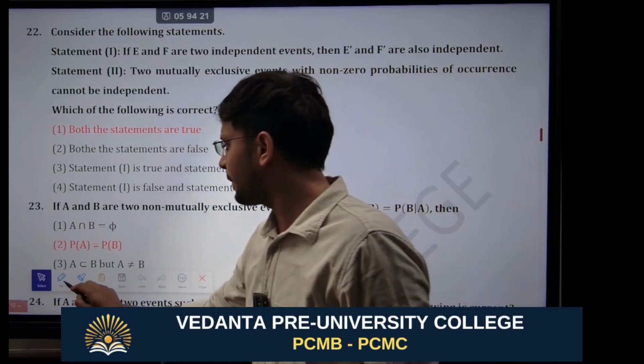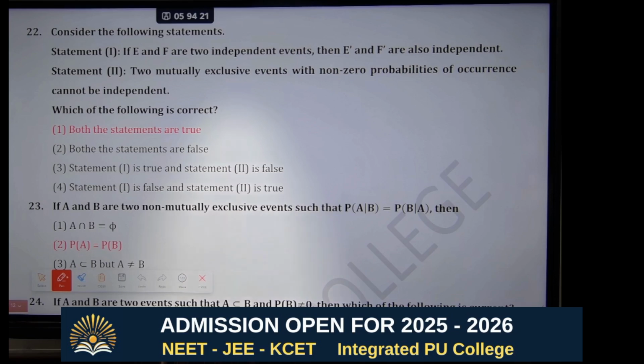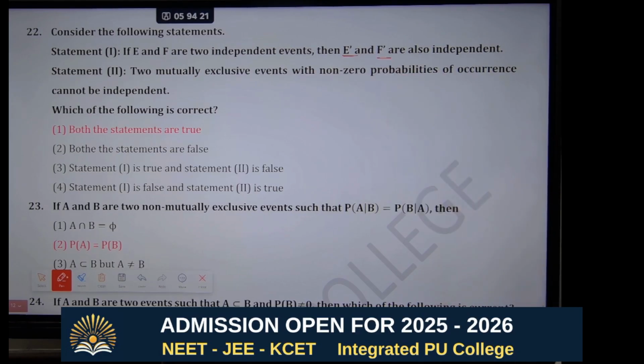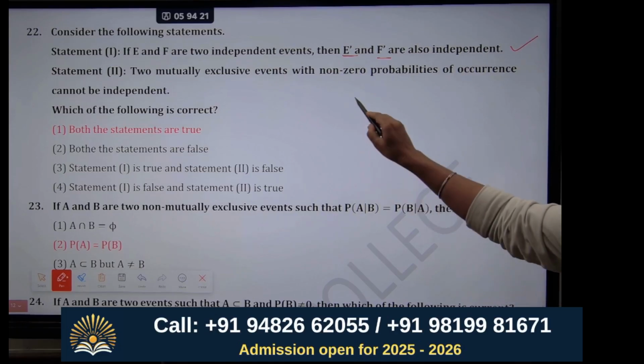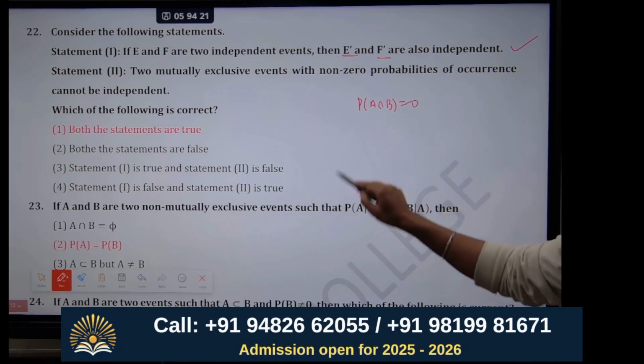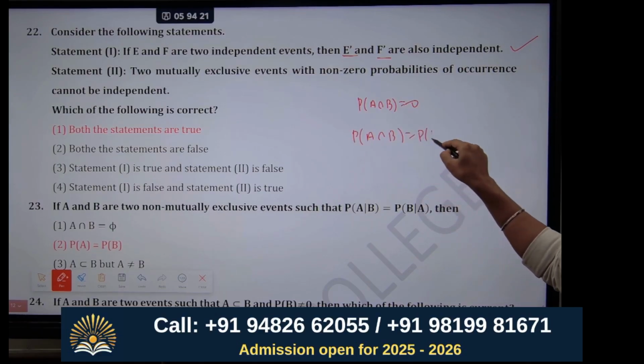Now see this. This is again very easy. E and F are two independent events. So E dash and F dash are also independent. True. If E and F are independent, their negations will also be independent. For two mutually exclusive events, the probability of the intersection will be 0. But in case of independent events, it will be P(A) into P(B).